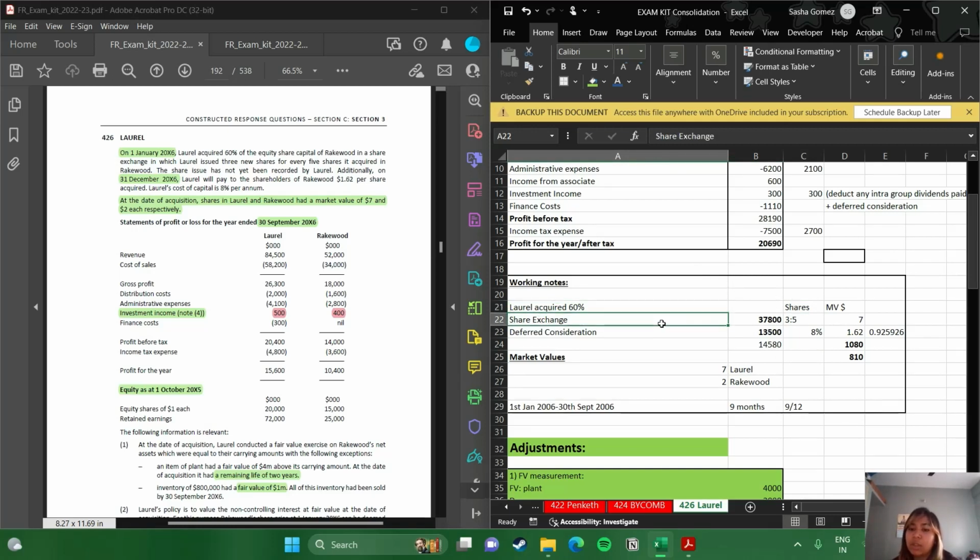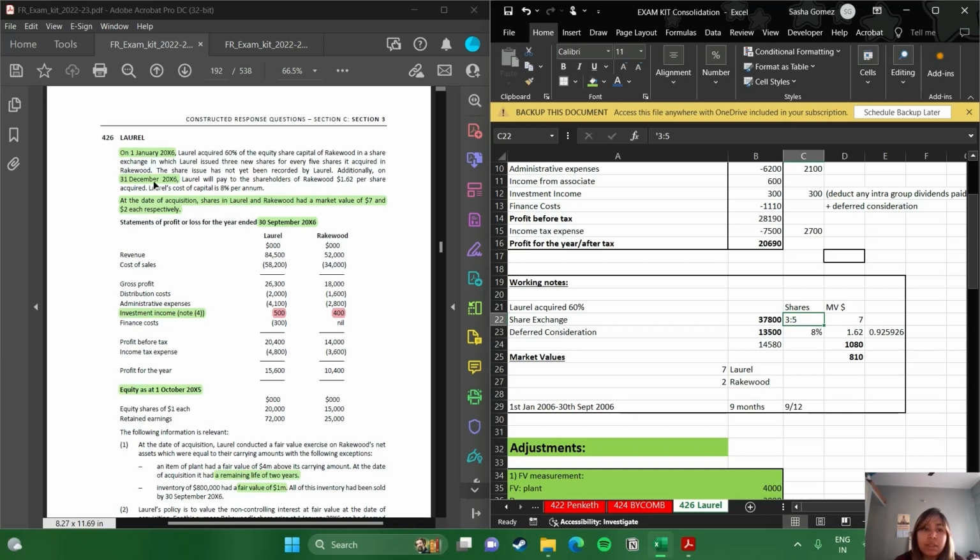If it's a share exchange, I'll put down share exchange, and I'll put the number of shares that they're exchanging. So that is a ratio of 3 new shares for every 5. So 3 is to 5, or 3 divided by 5. And the share issue has not yet been recorded by Laurel.